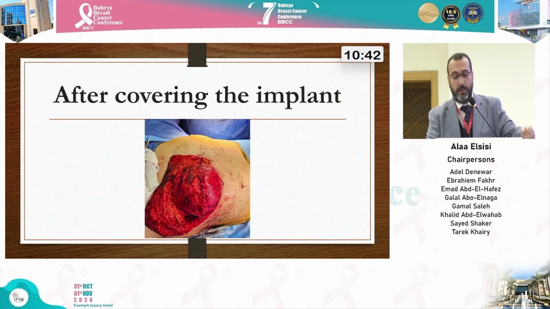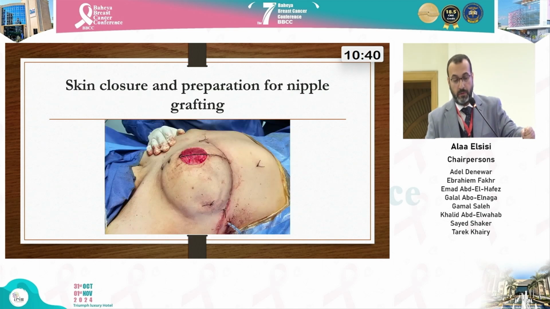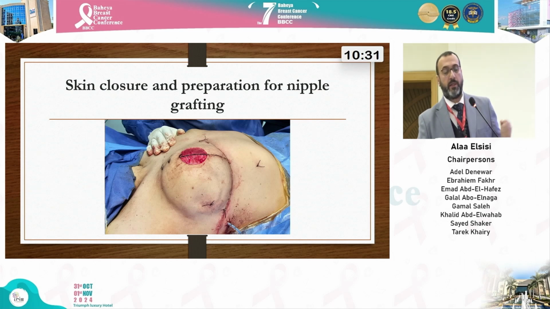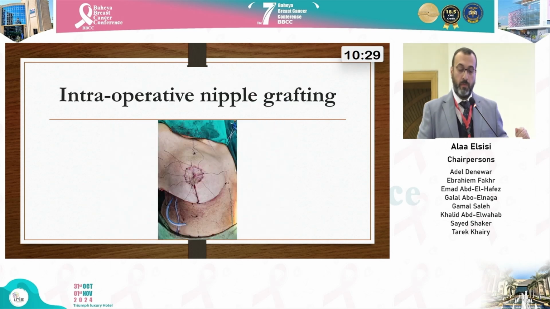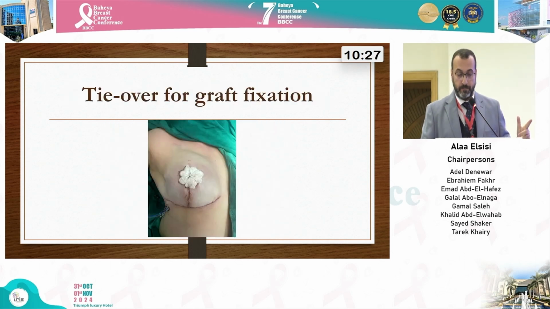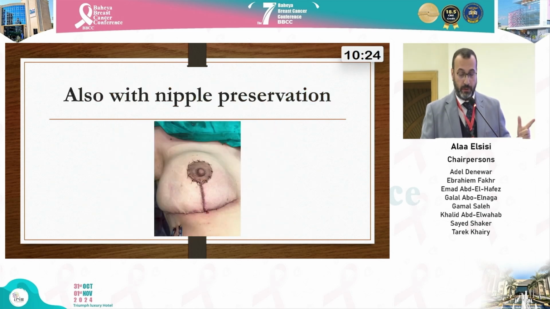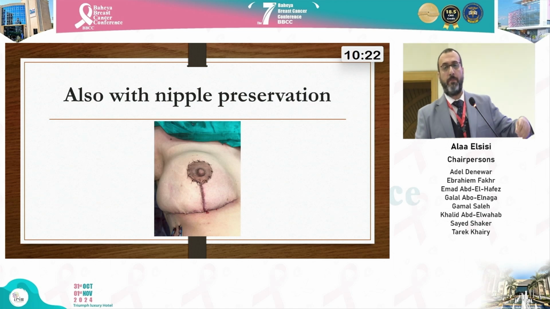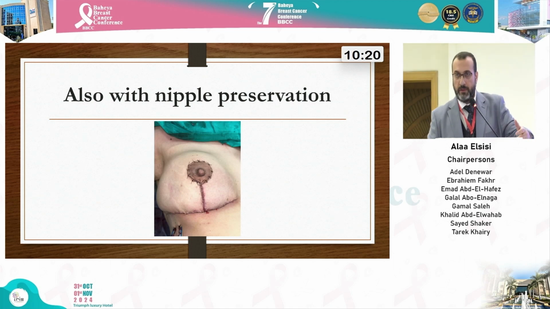After covering the implant completely, second layer of skin covering and nipple area grafting, nipple grafting, tie over after grafting. In small breasts also we can preserve the nipple, as there is no long subway for vascularity. We can preserve the nipple, especially in a small breast as in this case.